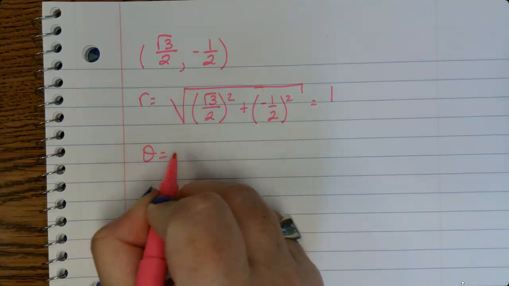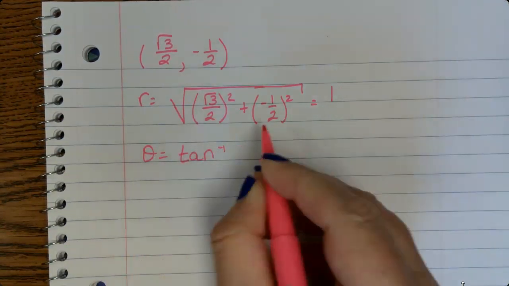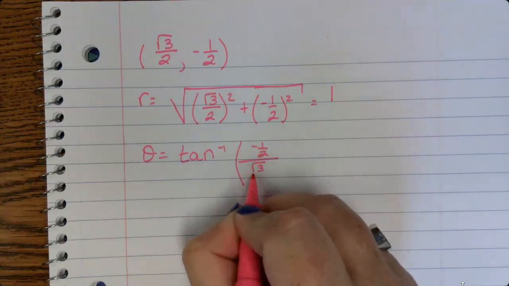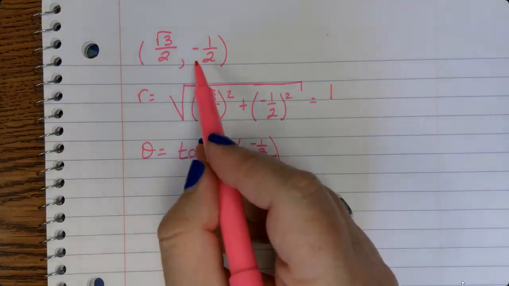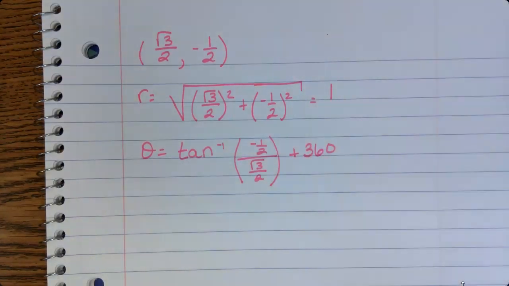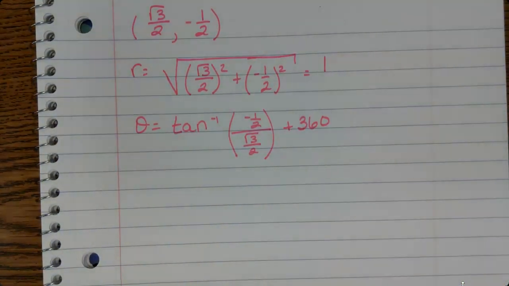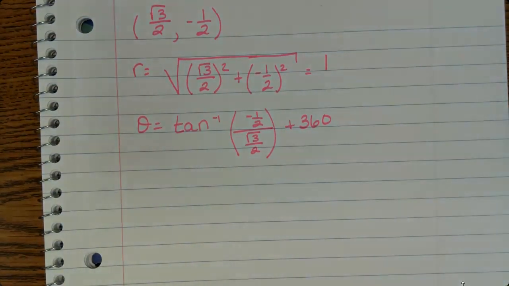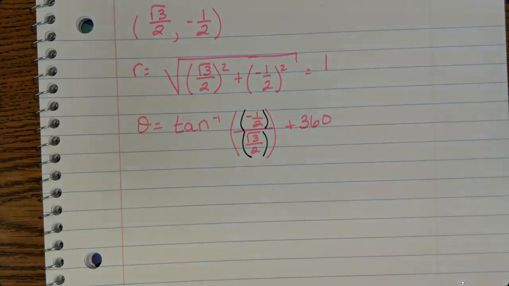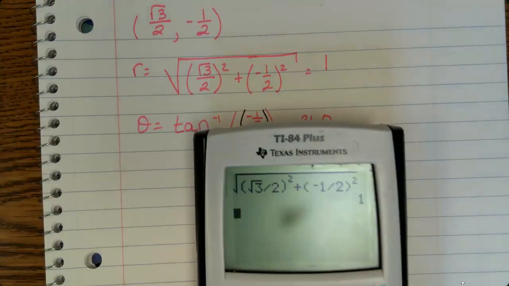Now, inverse tangent of y over x. And what quadrant are we in? We are in quadrant 4, so we've got to add 360. Now, here's where we're going to have to be very, very careful. We're going to put this in parentheses, this in parentheses. Again, very, very careful.